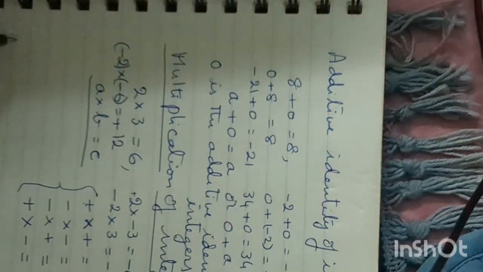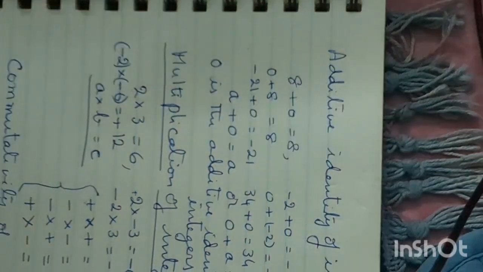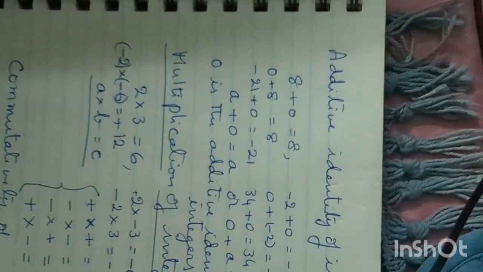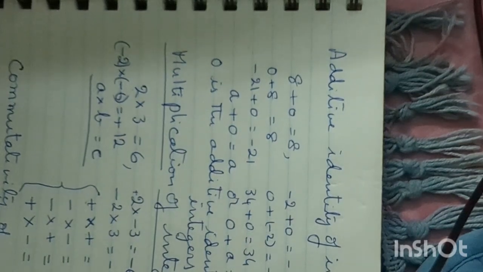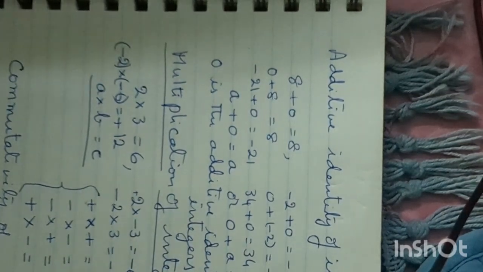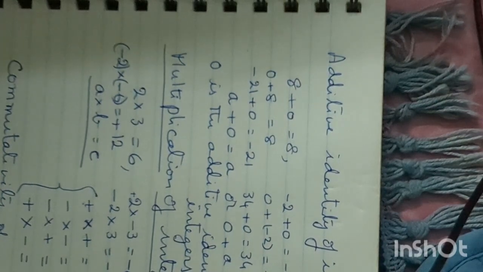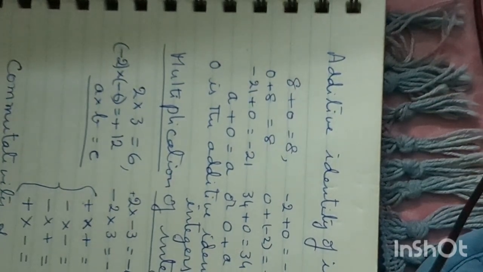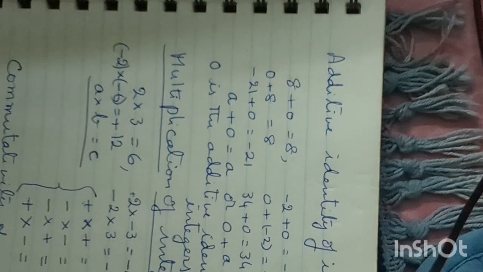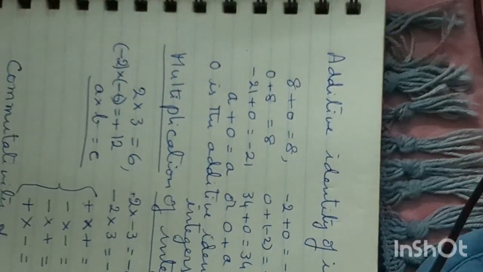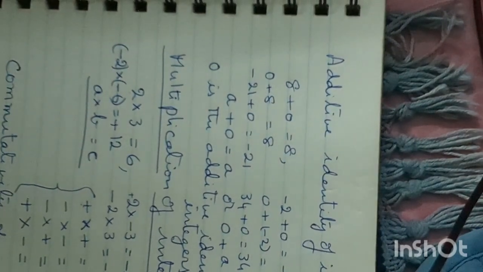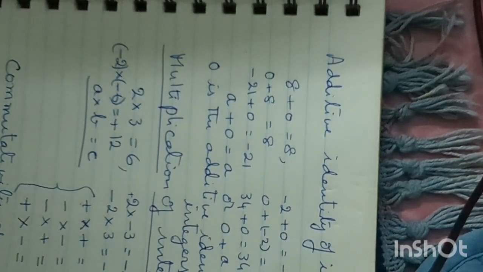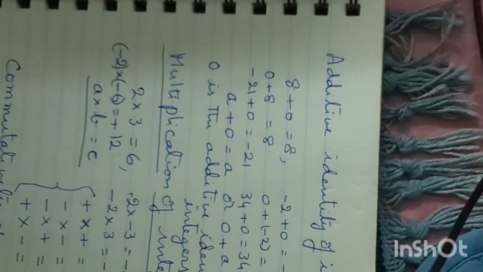Next, commutativity. If two integers are multiplied, a into b is equal to c, then b into a is also equal to c. That means a into b is equal to b into a. So we can take any order, the product is the same. This is called the commutativity of multiplication.